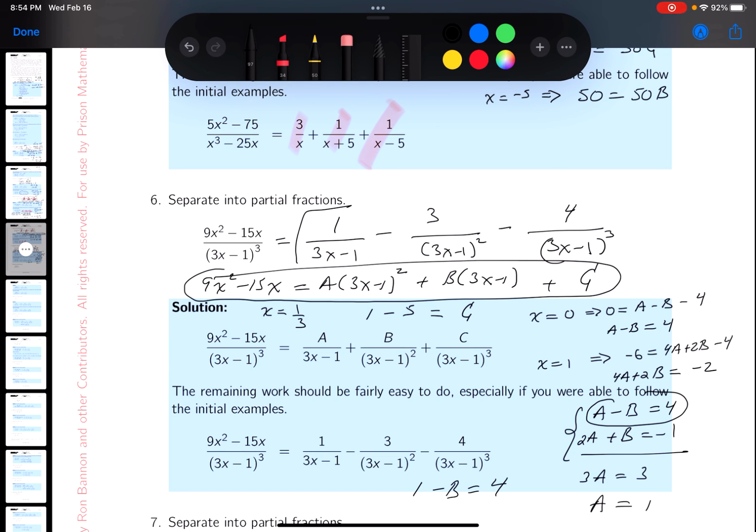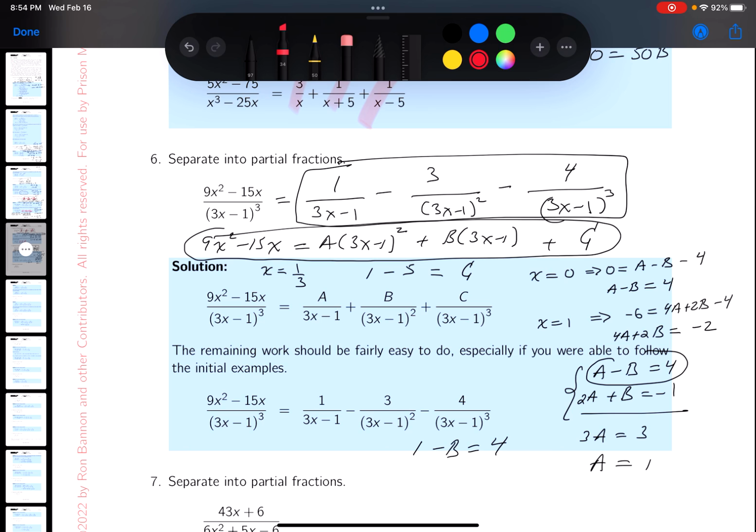I'm going to put a box around this, commit to this answer. But before I say it's right, I definitely want to check my key. I've been provided a key. So I get this here. That's good. I got this one over here. That's good. And I got this one over here. It's all looking good. All right?